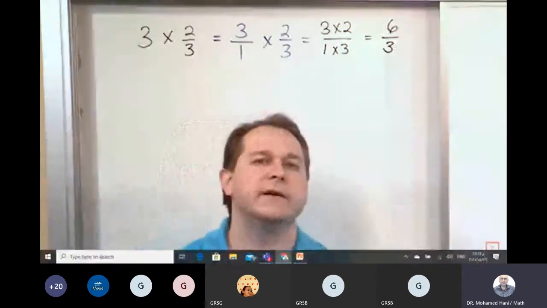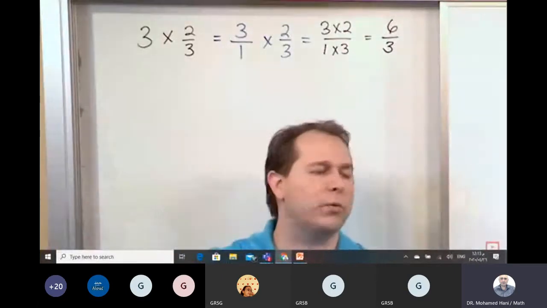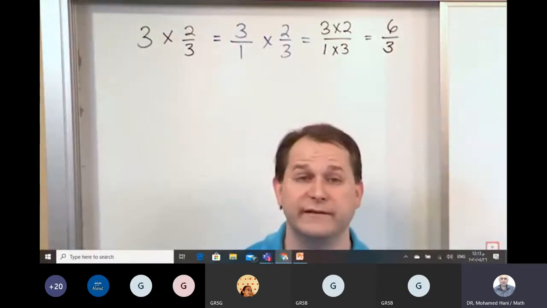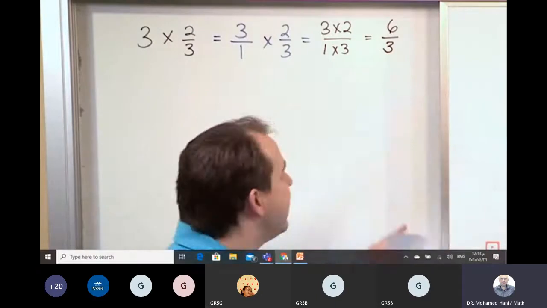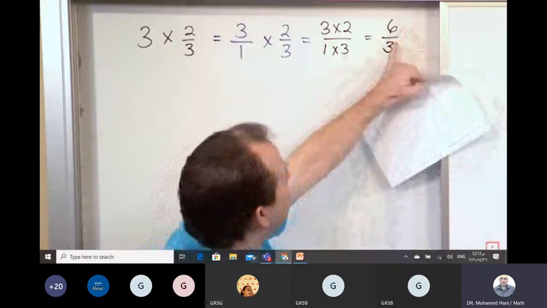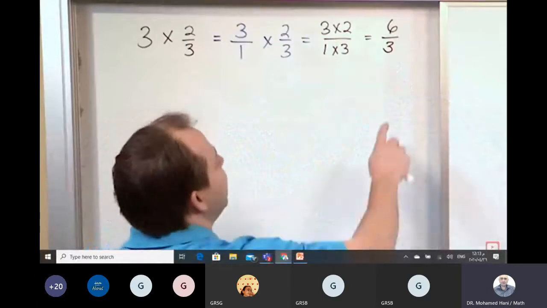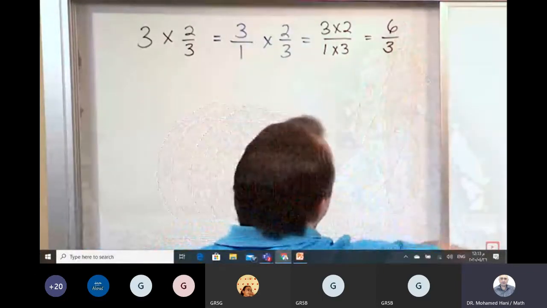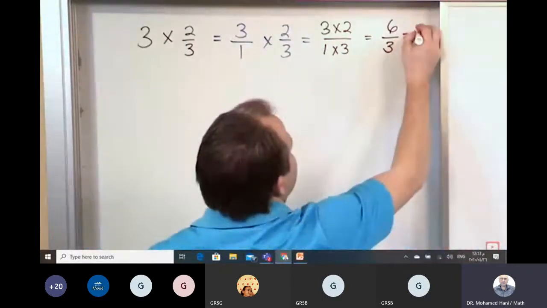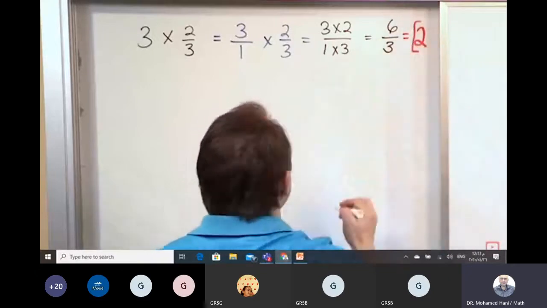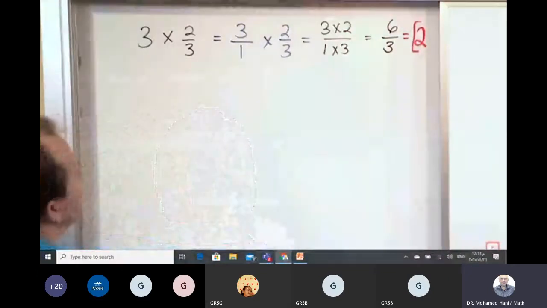But you have to ask yourself, is this simplified? You always check your fraction when you're done to see if it's fully simplified. And this one, we have a 6 over 3, so we can try to simplify it, but then we realize this is the same as 6 divided by 3, and 6 divided by 3 is 2. 6 divided by 3 is 2, and 2 is the answer.